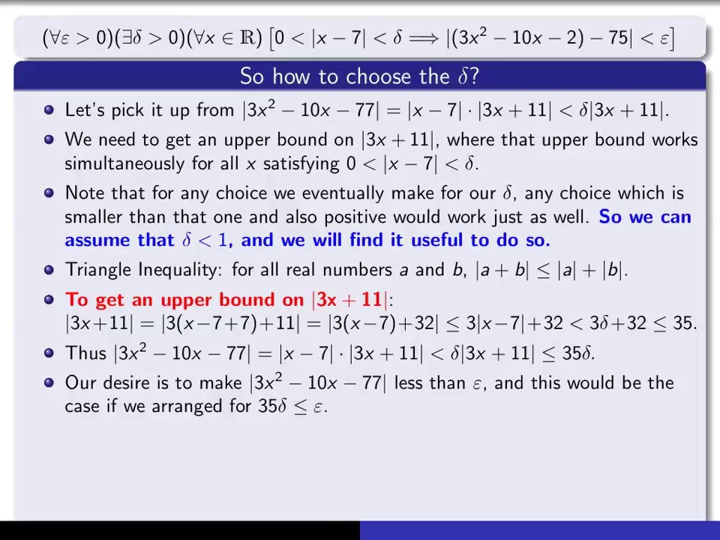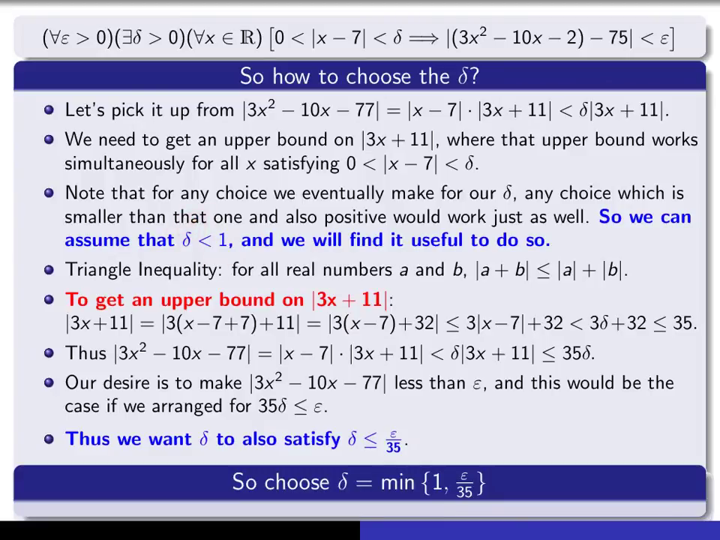But our overall goal was to make this thing smaller than epsilon, and we will succeed in that if we just simply ask for this thing to be smaller than or equal to epsilon. And so this is another condition that we want to impose on our delta. So now we've got two conditions. We've got this one, and we've got this one.